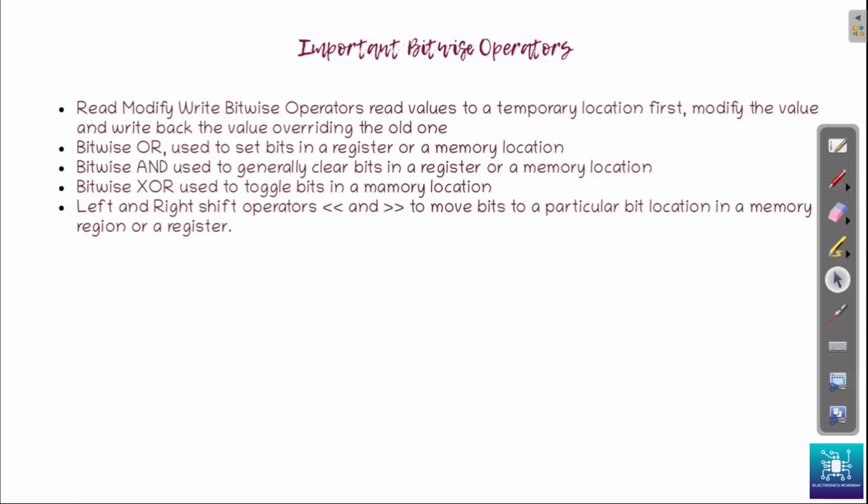Bitwise OR is used to set bits in a register or a memory location. Bitwise AND is used to generally clear bits in a register or a memory location. Bitwise XOR is used to toggle bits in a memory location, and left or right shift operators, that is a less than and a greater than sign, move bits to a particular bit location in a memory region or register. So we are going to see each operation one by one.